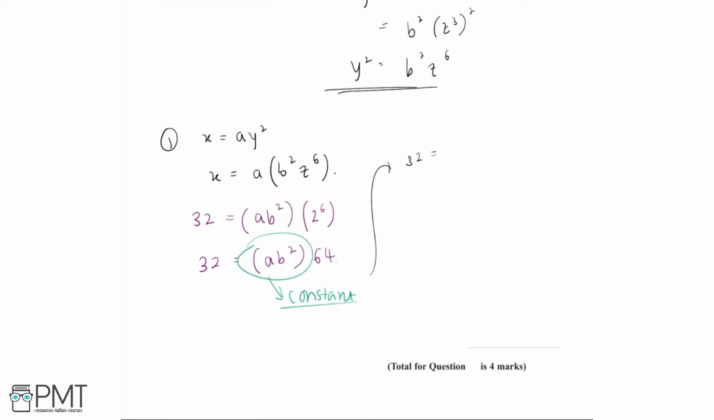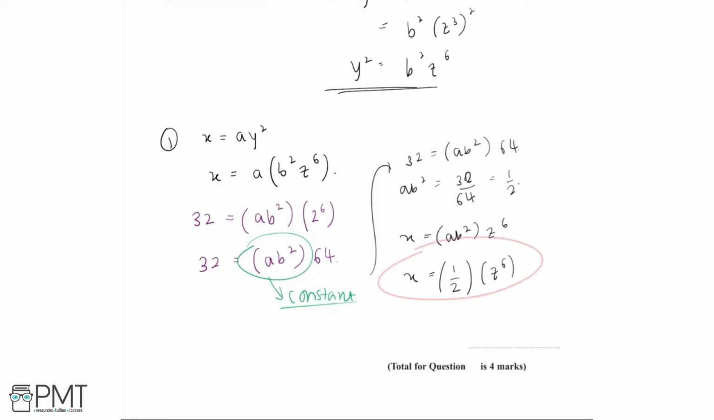And so if we know that 32 is equal to ab squared multiplied by 64, we can say that ab squared is equal to 32 divided by 64, which is equal to 1/2. And so bringing it back to this equation here, where we said that x equals ab squared z to the power of 6, we now know that ab squared is equal to 1/2. And so we can say that x is equal to 1/2 multiplied by z to the power of 6, which is our final answer, because we've now found a formula for x in terms of z. So we can say that x is equal to 1/2 z to the power of 6.